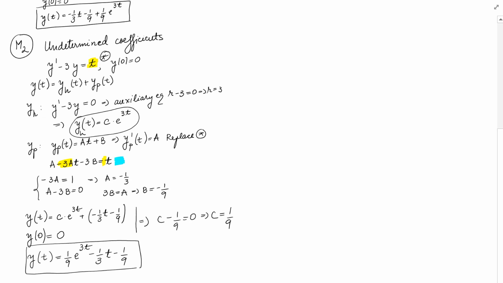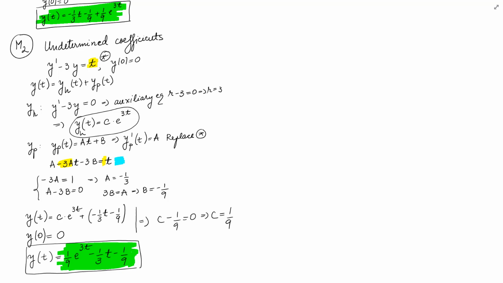using undetermined coefficients. And let me double check, do we get the same thing? So this solution with the first method is the same solution with this method. Yes, it is. Very good.